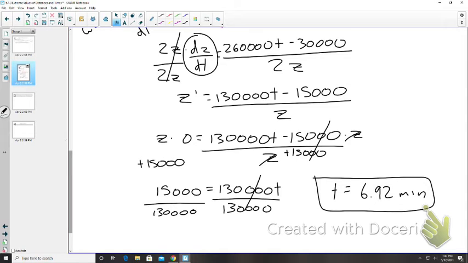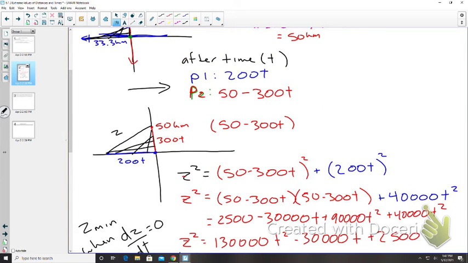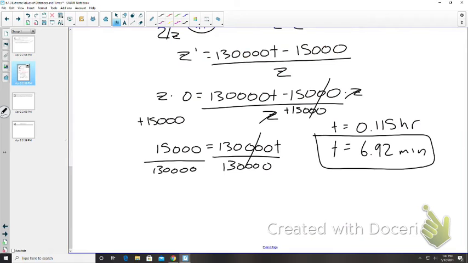When I divided this, I missed a step. Excuse me. So this will actually tell us in hours, so 0.115 hours. And then if you multiply that by 60, you'll get 6.92 minutes. Okay? So we know that t is equal to 0.115. So let's go ahead and put those back into these expressions right here to find the distance which both of those planes had traveled.